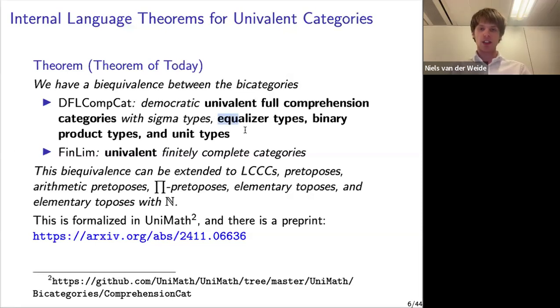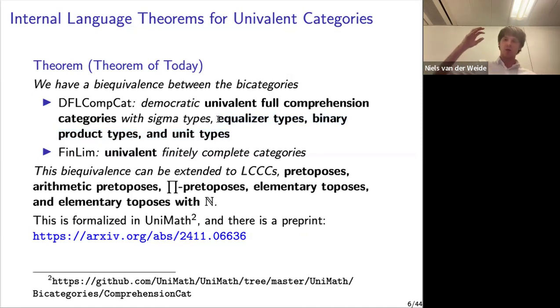And then finally, I make a minor change to the typeformers, although this is equivalent. So it basically is essentially the same as working with extensional type theory, but it was a bit simpler for the proof. And then finally, I also looked at extensions of this theorem to various classes of toposes, like pretoposes with the natural numbers object, with pi types, elementary toposes, and elementary toposes with the natural numbers. So the main theorem that we shall be looking at today is this theorem. And if you find it interesting, first there's our whole formalization. You can click the link and check it out. And then there also is a preprint, which is mentioned in the abstract as well. So if you want to read more about it, the preprint is where you can read it.